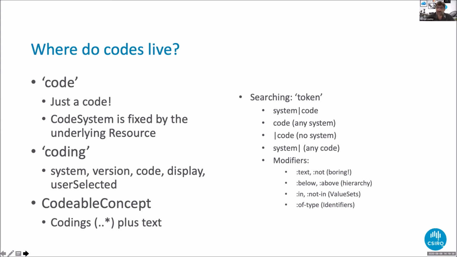In the search API, there's also a thing known as a token. And this is really just a literal syntax that allows you to refer to a code system and a code so that you can pass those into the REST API when you invoke operations.